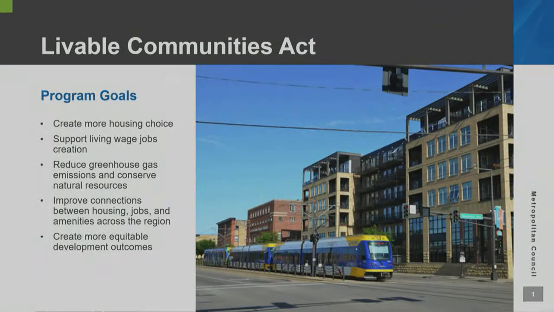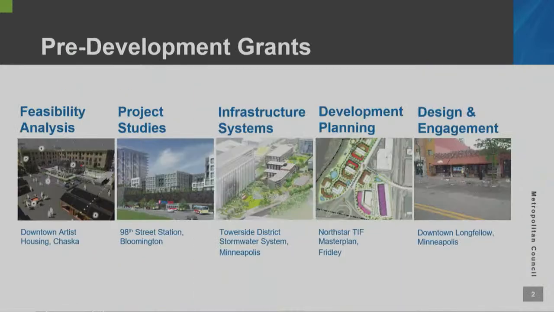The Livable Communities Act has several goals that are shared across a number of our programs. These are to create more housing choice across the region, create more living wage jobs, support environmental sustainability through reducing greenhouse gas emissions and conserving natural resources, and then to improve regional connections. And finally, an overarching goal of all of the programs is to realize more equitable development outcomes across the region.